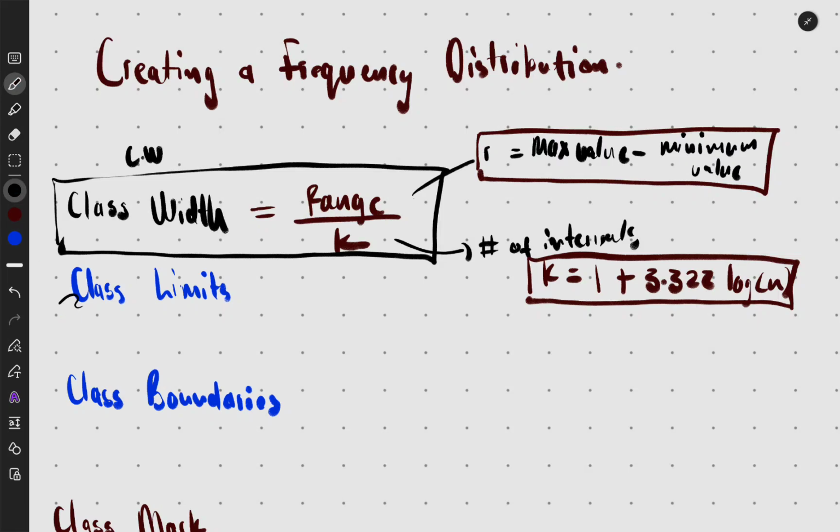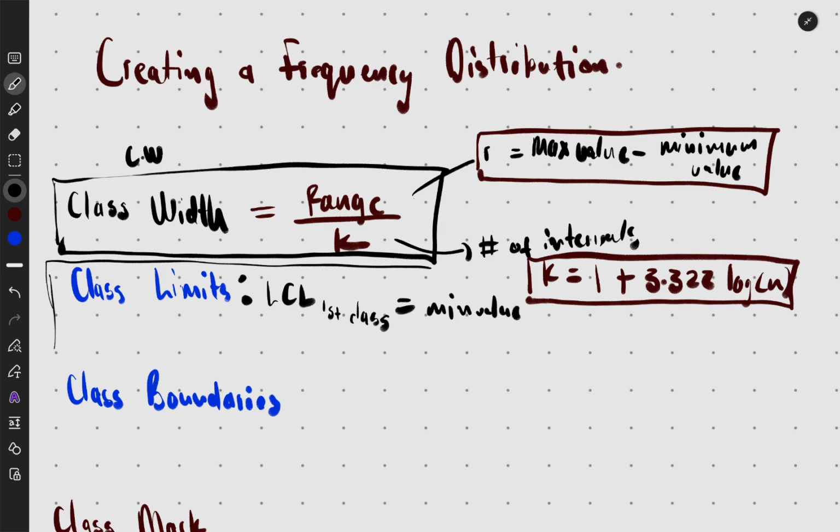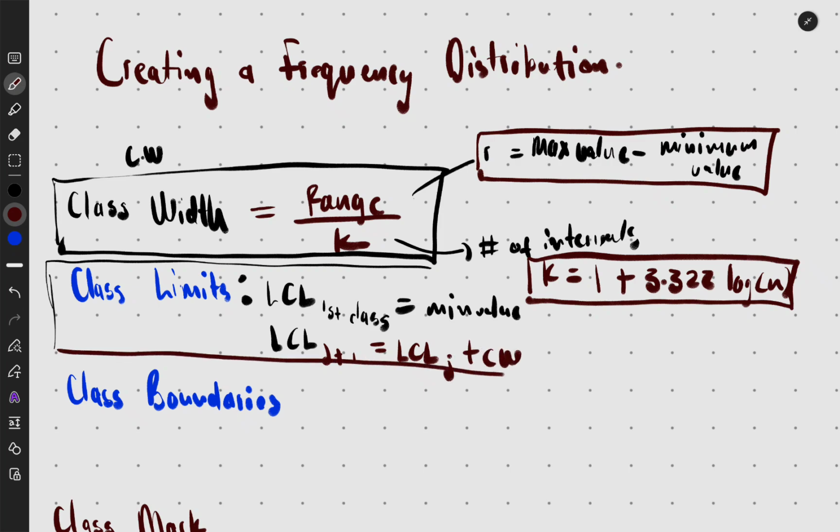Now class limits, here you would need to know the lower class limit. So lower class limit, we can say LCL, which is lower class limit for first class. This is just going to be equal to the minimum value. Once you have it for the first class, you can get it for any other class, for class 2, class 3, class 4. And you'll be just saying lower class limit for class 2, which is class J plus 1, is equal to the lower class limit of the previous class, which is just J, plus the class width. So this is going to be important.